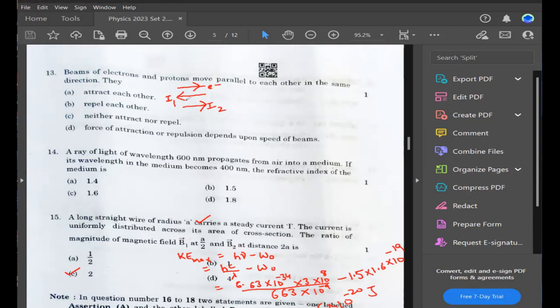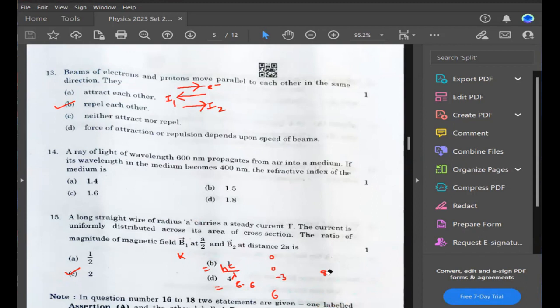Now I1 and I2 are in the opposite direction. So two parallel current carrying wires, with current flowing in the opposite direction, repel each other. Okay, let me rub this.